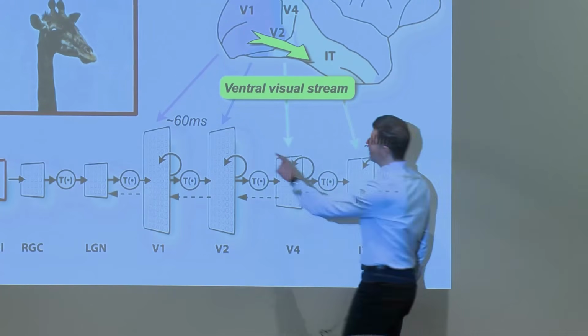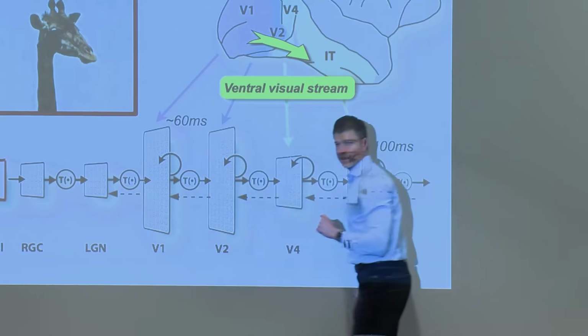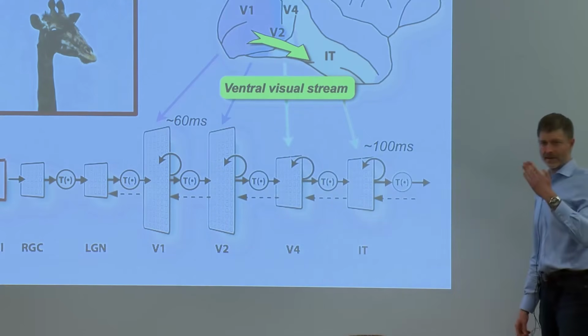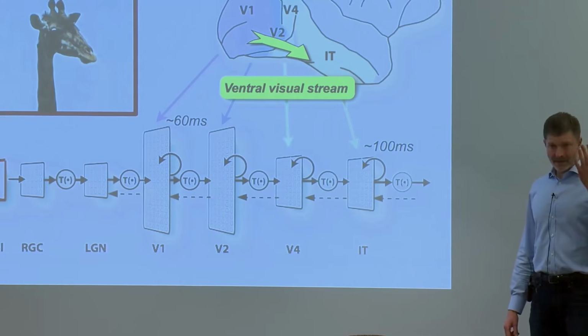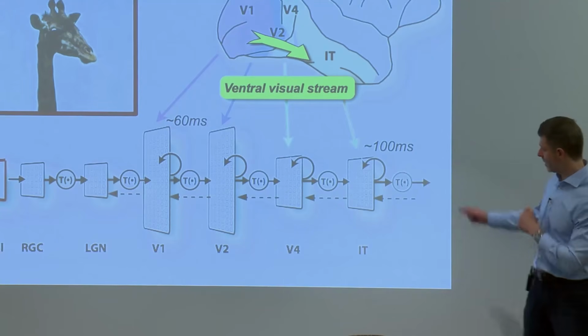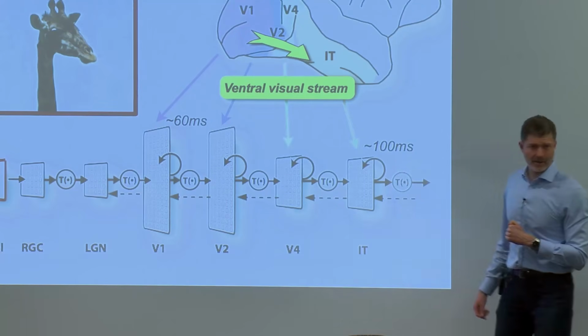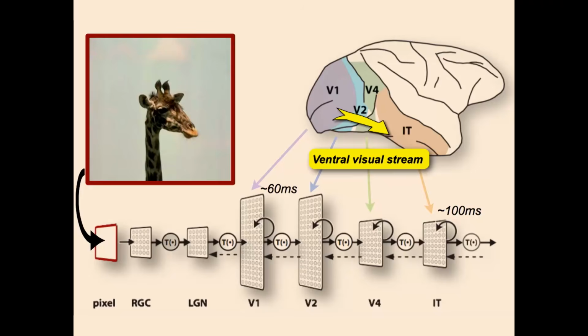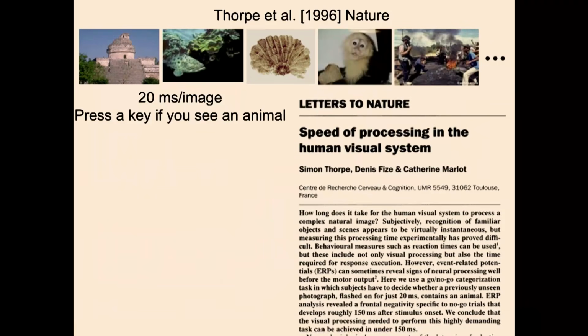And these numbers here are the response latencies. It's about 60 milliseconds from when the image hits the retina to when you get the initial response in V1, and about 100 milliseconds until you get a response in IT. One early, important result on human object recognition indicated that recognition is pretty fast.